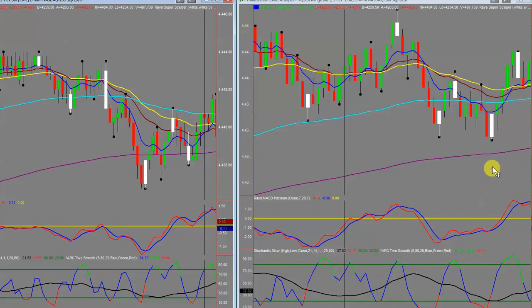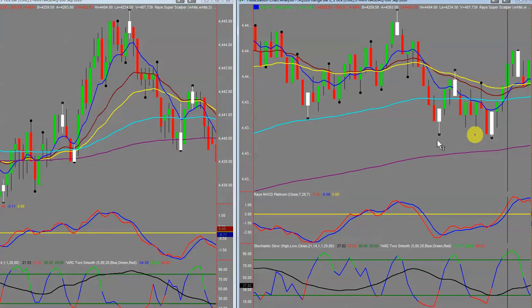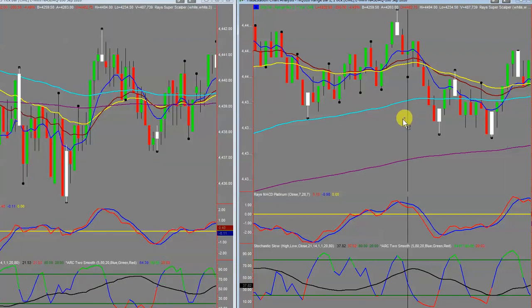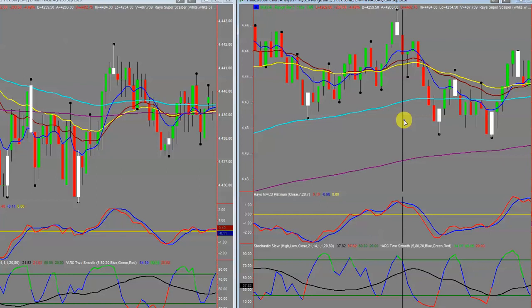Now time wise here, we're looking at 1:01 here to, let's just do here, okay, and just look at that price action there. Whoops, and this is a difference when you've got different types of charts.